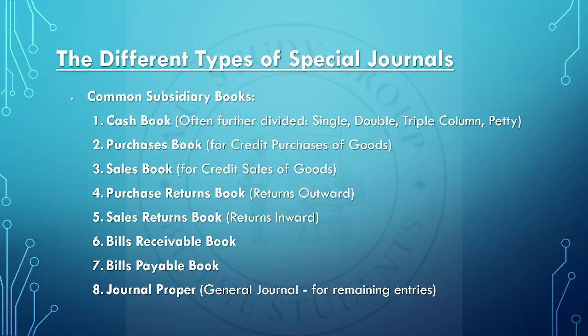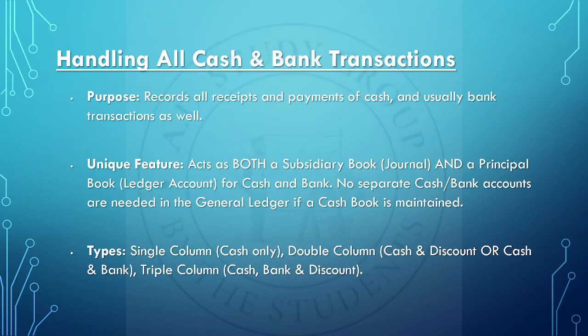Okay, let's actually look at the main types of special journals or subsidiary books. These are the common subsidiary books which are used: cash book, purchase book, sales book, purchase returns book, sales return book, bills receivable and bills payable book, and finally journal proper. Let's go through each one.